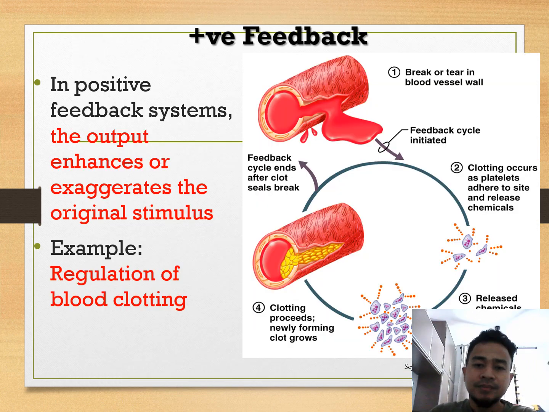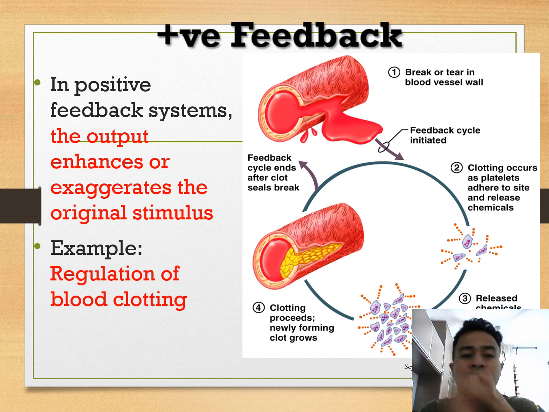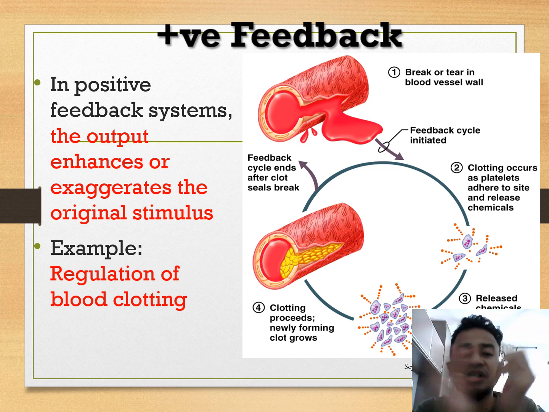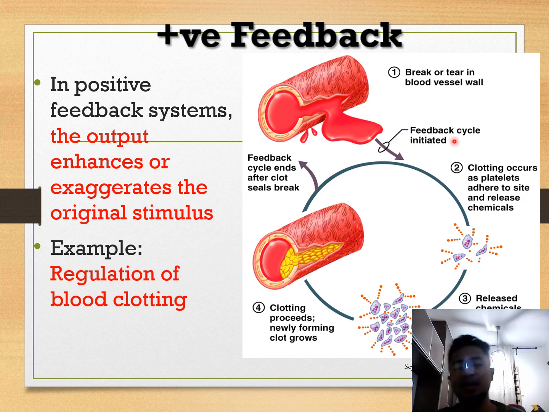Next is positive feedback. In positive feedback, it's quite simple. The output enhances the aggregates of the original stimulus. For example, regulation of blood clotting. If there is a break in the blood vessel, let's say you have a cut, a nail cut or a knife, the feedback cycle is initiated. It triggers a lot of components to come in.